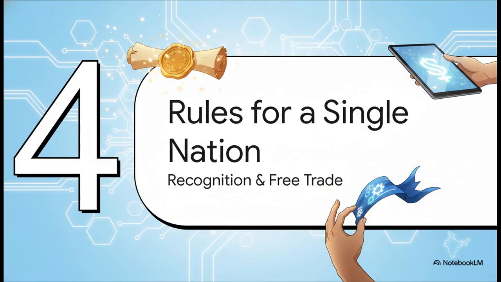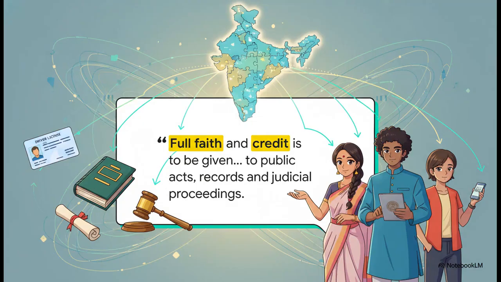This is all about two simple but powerful ideas: making sure a legal document from one state is good everywhere, and ensuring that goods can move freely across the country. This quote from Article 261 is the bedrock of legal unity in India. It's called the Full Faith and Credit Clause, and it's the reason why, for example, your driver's license from one state is valid in every other state. It's what stops the country from descending into legal chaos.